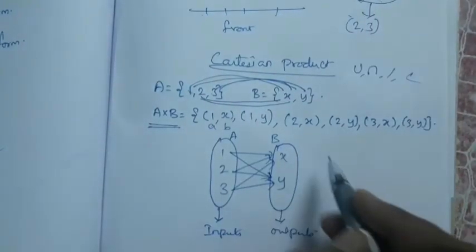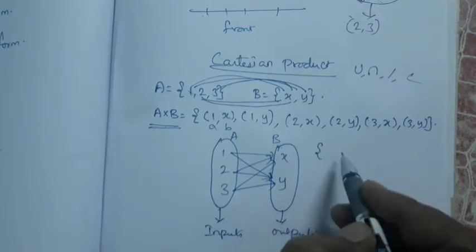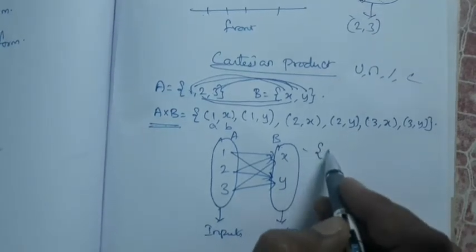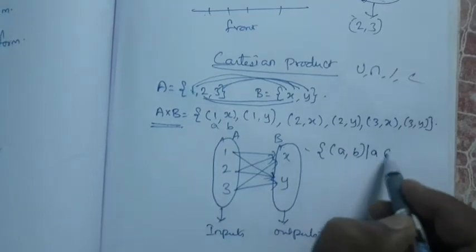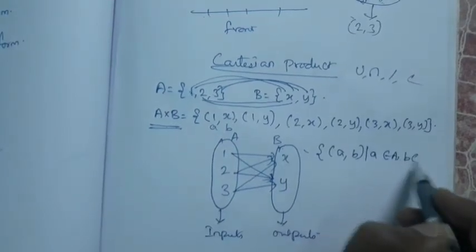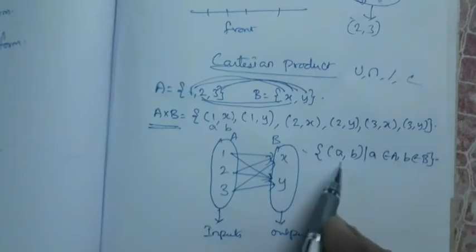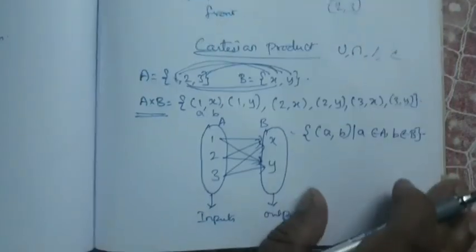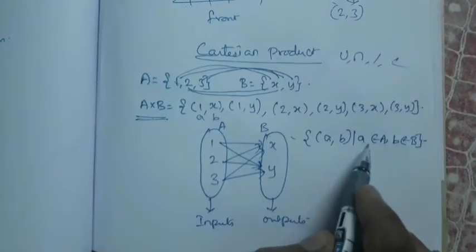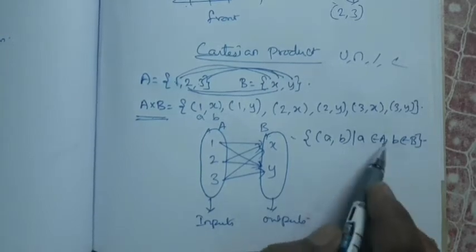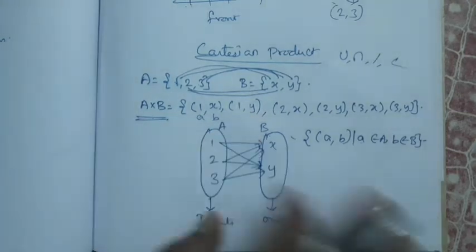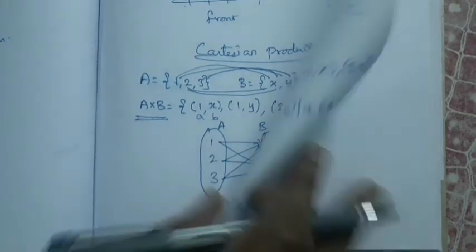Okay, and in set builder form, it is represented like this: A cross B equals {(a, b) such that a belongs to A, b belongs to B}. So it is represented in this form (a, b), where the element a belongs to the first set A, and the second element, that is this output, comes from B. Clear with the idea? Any doubt in this Cartesian product? This is the definition of the Cartesian product.